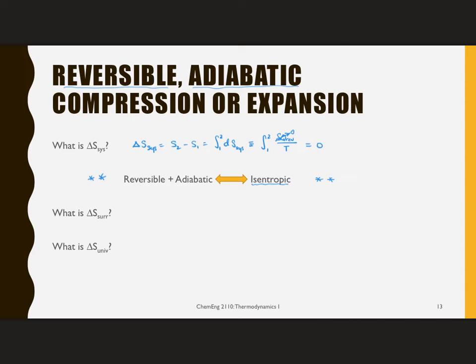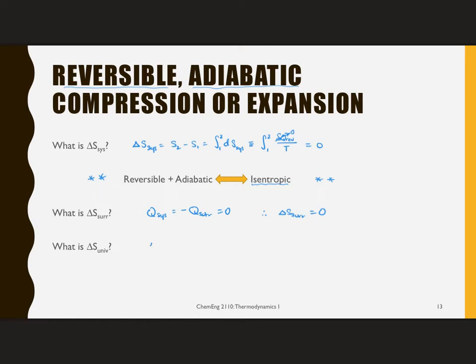Now, let's look at the surroundings. The definition is going to be the same, but Q for our system is the opposite of Q for the surroundings, right? If it comes or goes from the system, then it's doing it to or from the surroundings. And we just said that's equal to 0. Therefore, it's got to be that delta S for the surroundings is also 0 using the same logic and definition.